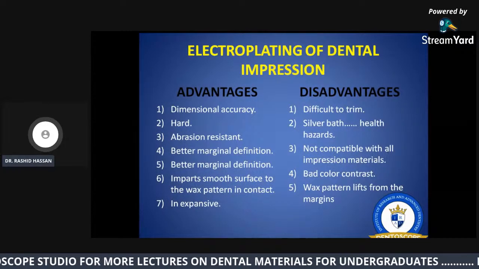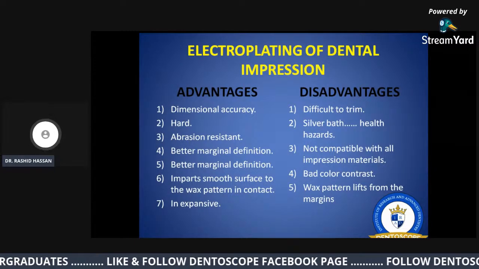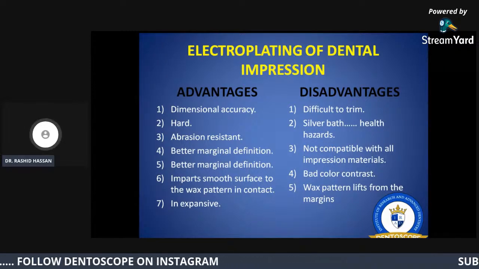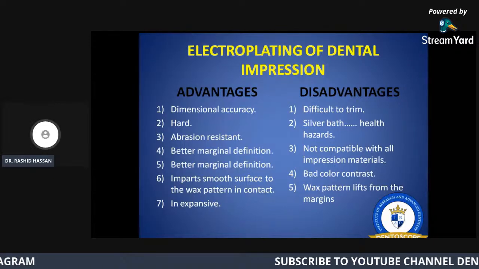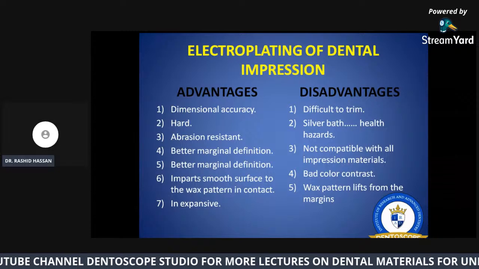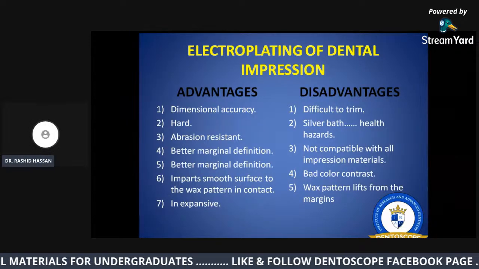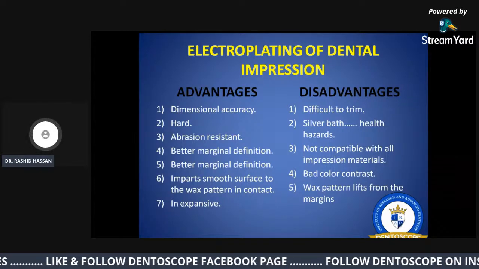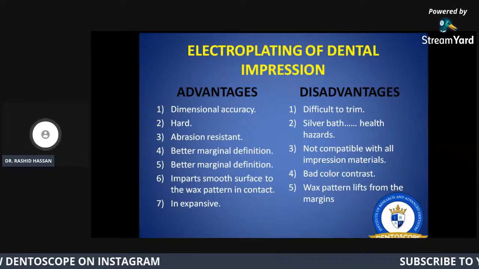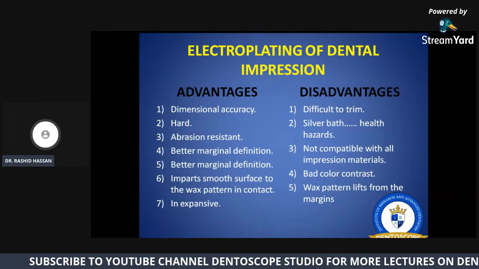The advantages of electroplating: dimensional accuracy, you get an accurate impression. Then you get a very hard impression as well, because it is covered by the metal surface. Abrasion resistance, so if any sharp instrument is used, it's not going to cause any harm to your dental impression. Better marginal definition, so margins are very well defined once you electroplate the dental impression. Then it imparts a smooth surface to the wax pattern in contact.